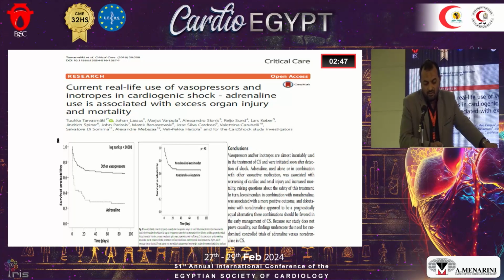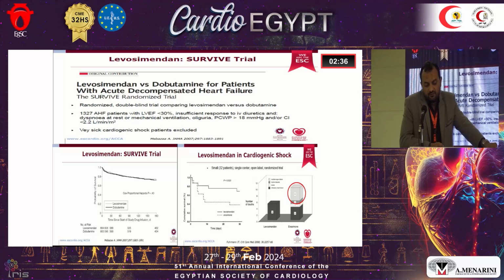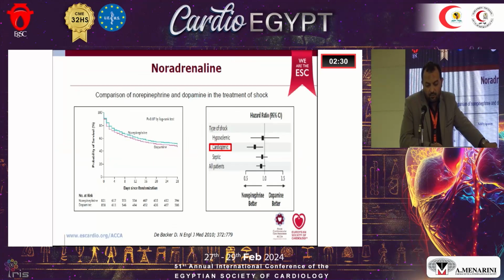This is a study done on adrenaline. As you can see, adrenaline decreased survival. Other vasopressors were better. Noradrenaline with levosimendan and noradrenaline with dobutamine were in a comparable stage. This is levosimendan versus dobutamine also. There was no big difference except with levosimendan and enoximone. Comparison of norepinephrine: this is a study on which the European Society depends, showing that cardiogenic shock mortality decreased with norepinephrine compared to dopamine, and in the sub-analysis for cardiogenic shock patients, it makes a difference in mortality.